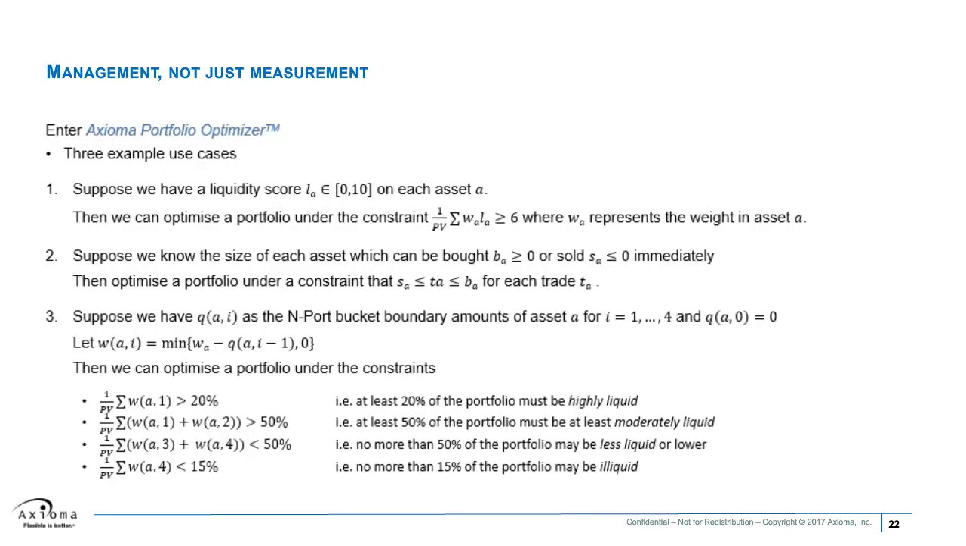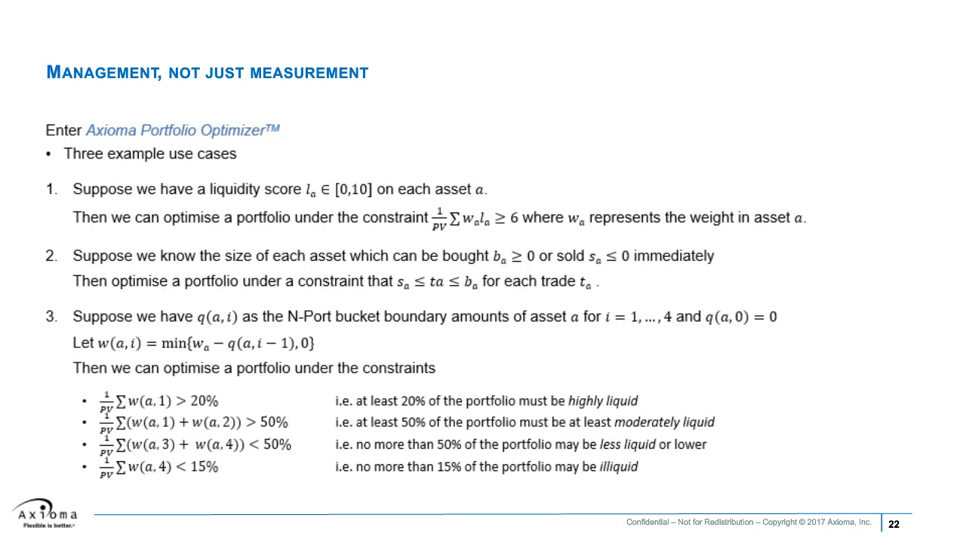With that, I'd like to take a brief look at management, not just measurement. And here is my example. I take 3 cases of the Axioma Portfolio Optimizer. Use case 1 is where we've already established a liquidity score, in this example 0 to 10, from illiquid to highly liquid. We can run an optimization under the constraint that the average liquidity score should be at least 6, say. It might not give you an idea of distribution, but in that case, that tells you the average liquidity of your portfolio.